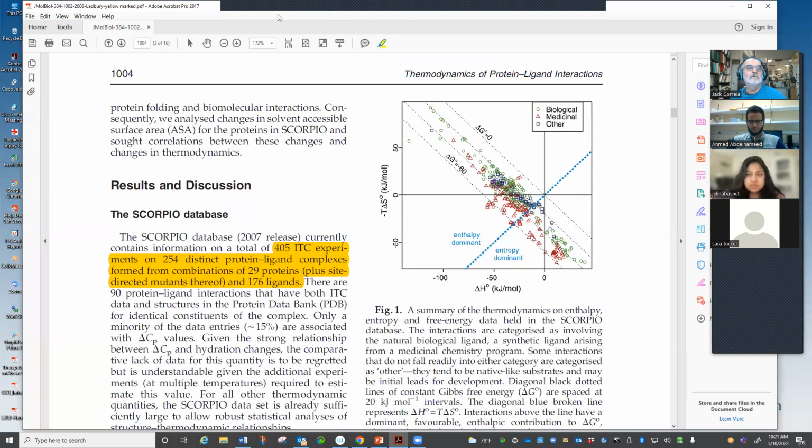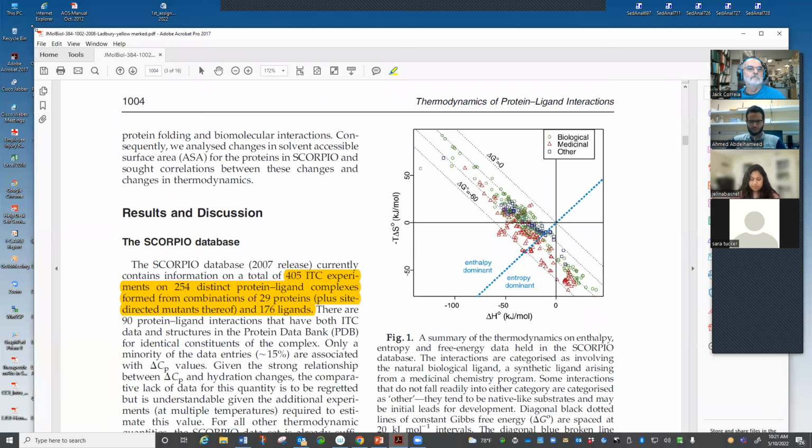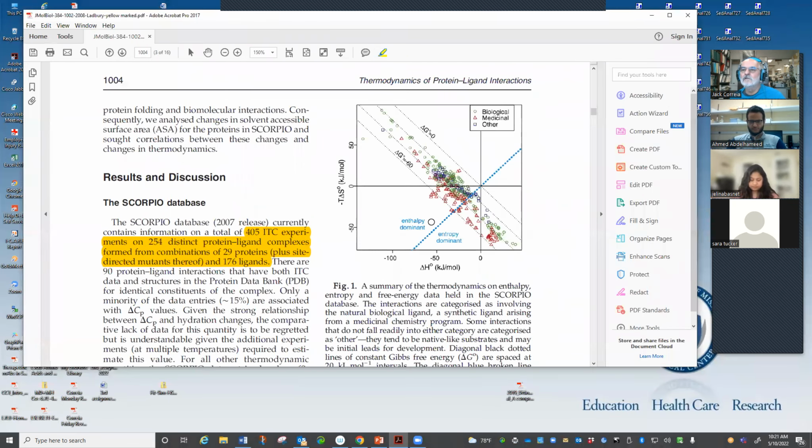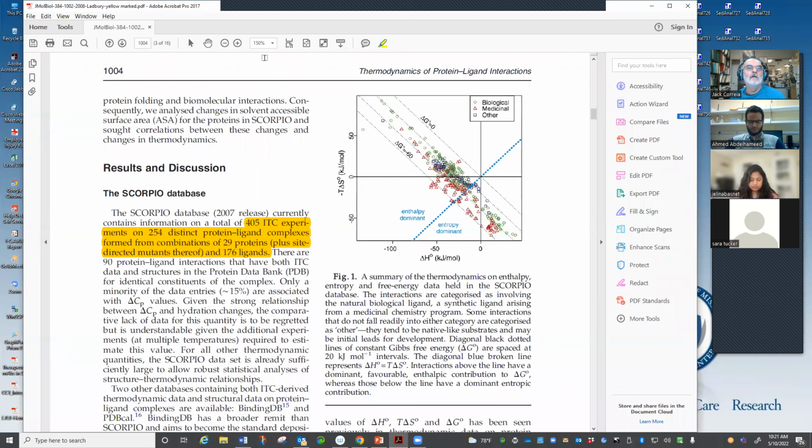Sorry, I'm trying to see the bottom of this slide. Oh, it's right up there where I need it to be. I'm sorry. Never mind. It's here.